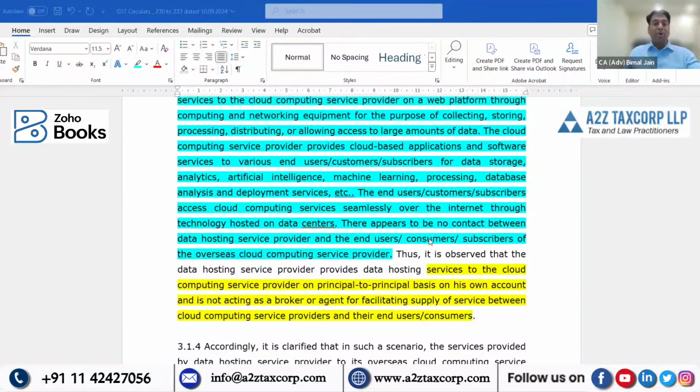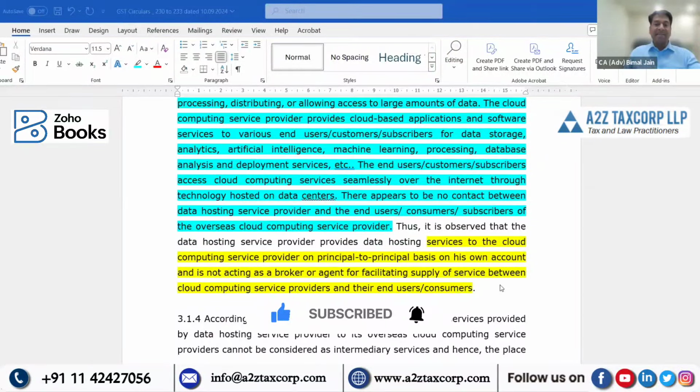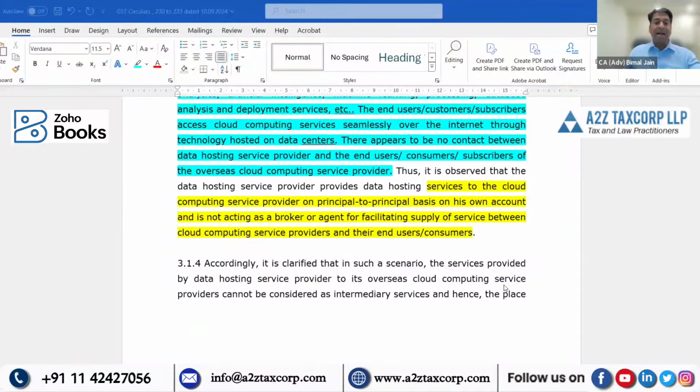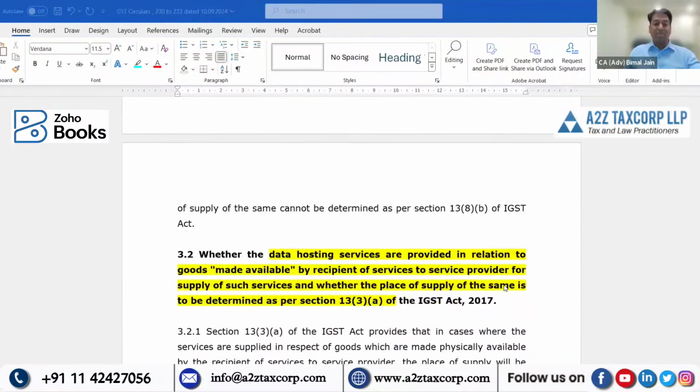There appears to be no contract between the data hosting service provider in India and the end user, consumer, and subscriber of the overseas cloud computing service provider. Thus, they're saying the services are provided to the cloud computing service provider on a principal-to-principal basis on its own account. It is not acting as a broker or agent for facilitating supply of services between the cloud computing service provider and their end user and consumer. Thereby, they are not an intermediary.